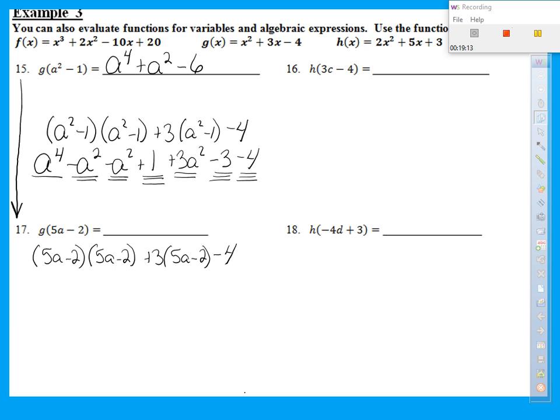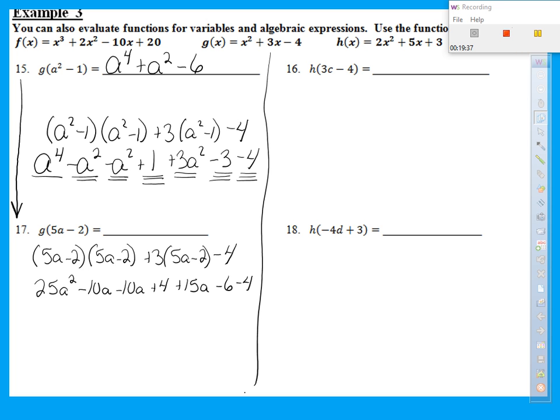Now, let's FOIL this out. So I've got 25a squared minus 10a minus another 10a plus 4. Now let's distribute that 3 and get 15a minus 6 minus 4. Let's combine your like terms. So I spy a 25a squared. Here's a negative 10, and a positive 15. Negative 10 and 15 make negative 5a. And then 4 minus 6 minus 4 is minus 6. So there it is, guys.